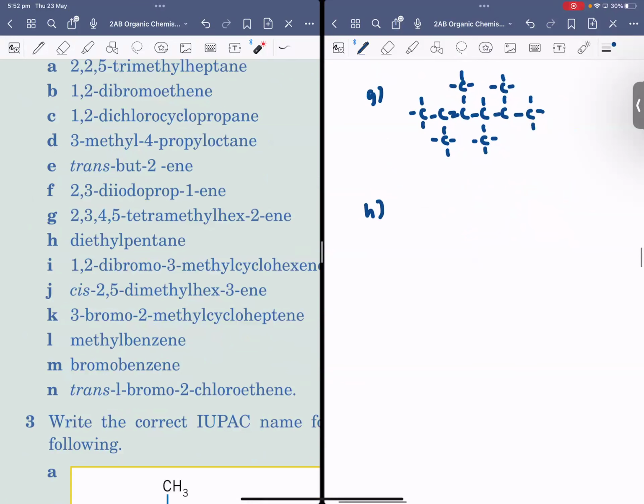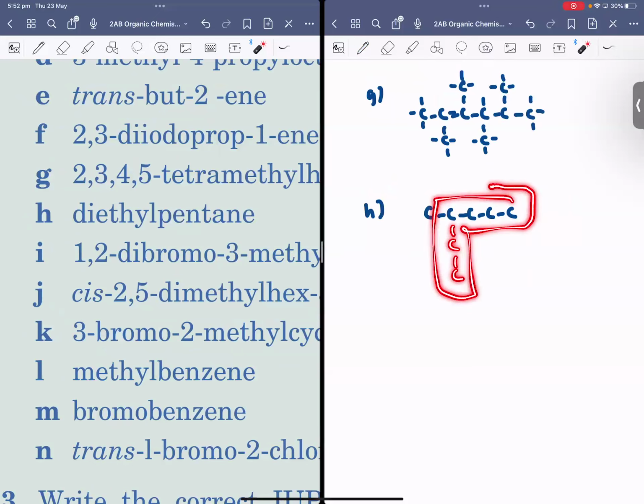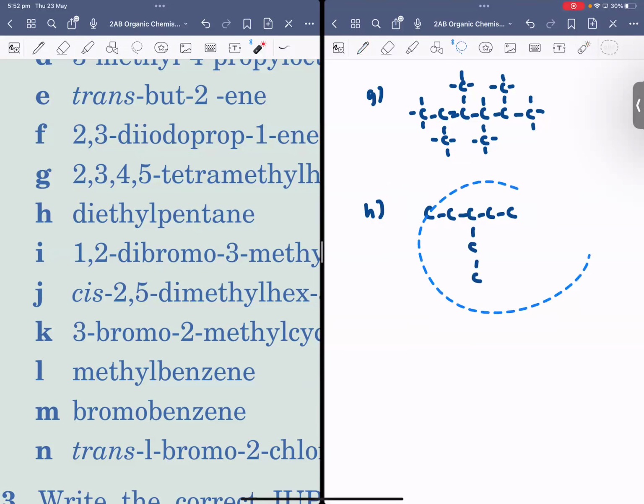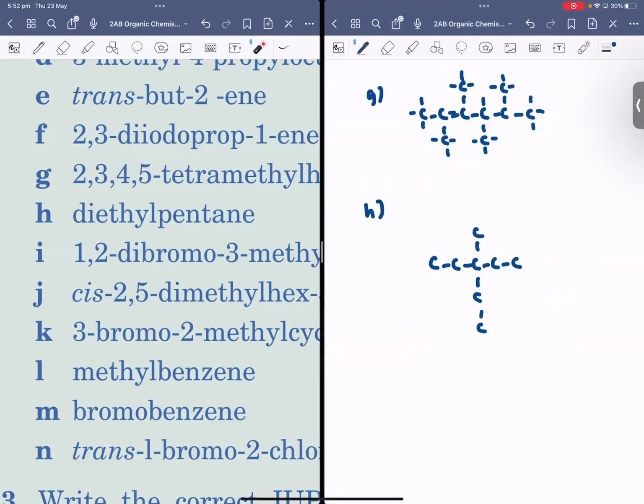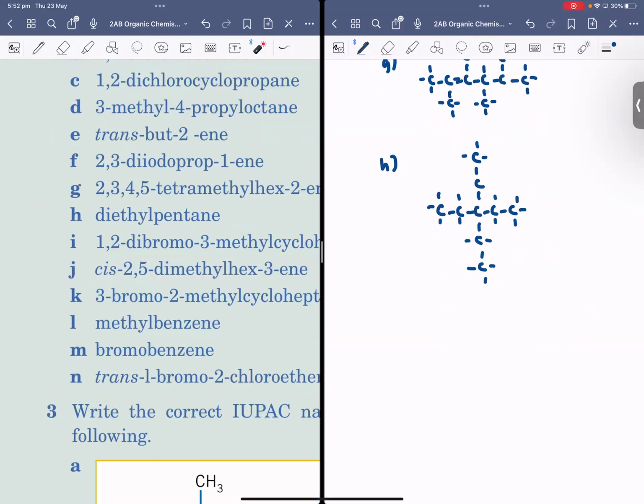Diethylpentane. 1, 2, 3, 4, 5. Diethyl. Notice, guys, they're not telling you where the position is. Why? Because think about it. An ethyl can't go here. It just makes it bigger. It makes it a pent. The only spot the ethyl can go is in the middle. And it's a diethyl. So basically, you put another C here and there's another C here. And then you fill it up with H's. They specifically didn't write 2 because it can't go there. All right. I.